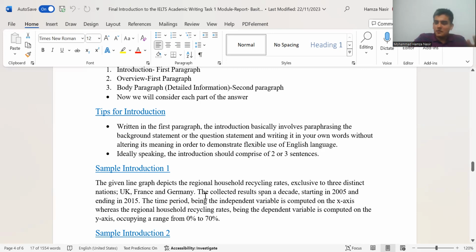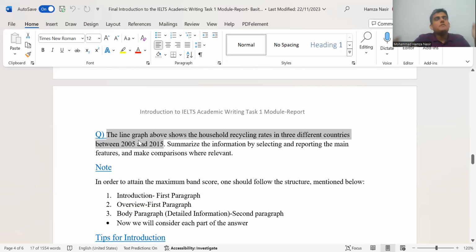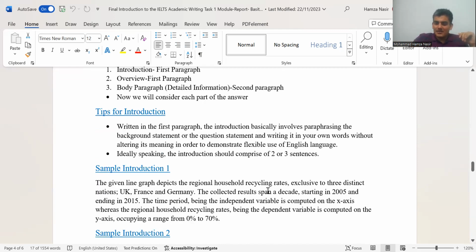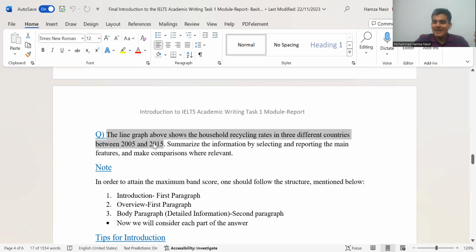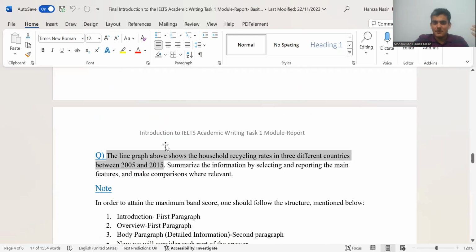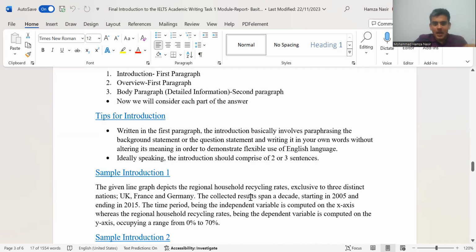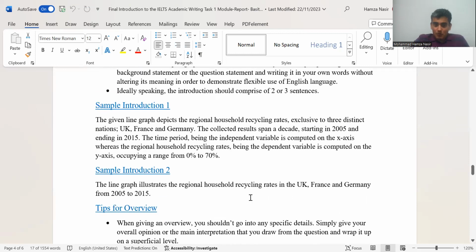Now, guys, I'm going to give you 2 types of introductions. Both are fine. It's up to you which one you want to go for. As you can see, between 2005 and 2015 is basically 10 years, right? So what am I saying? That the collected results span a decade, as in these results cover a time period of 10 years. Starting in 2005 and ending in 2015, as you can see on this graph. So that's pretty much our one type of introduction.